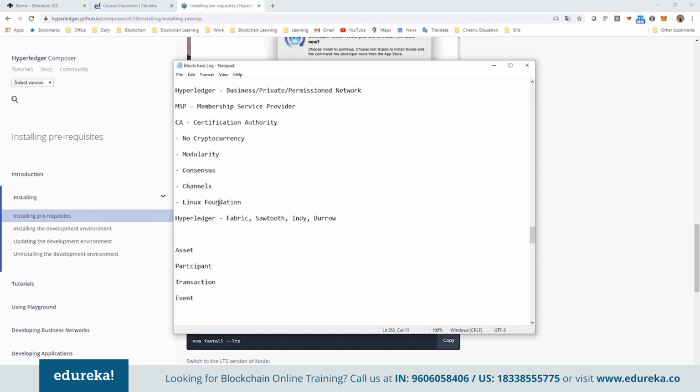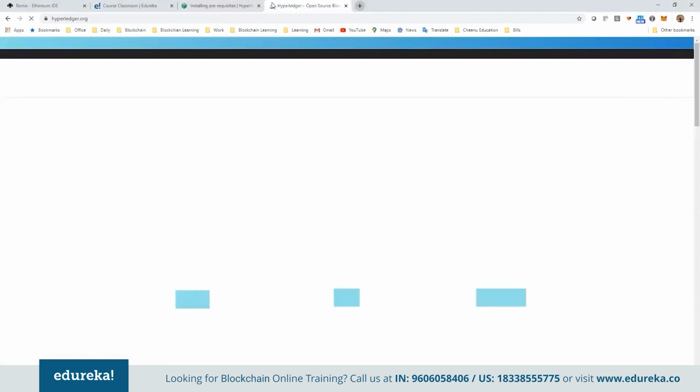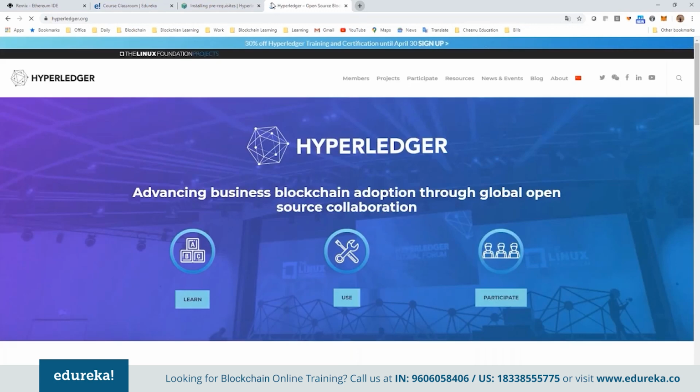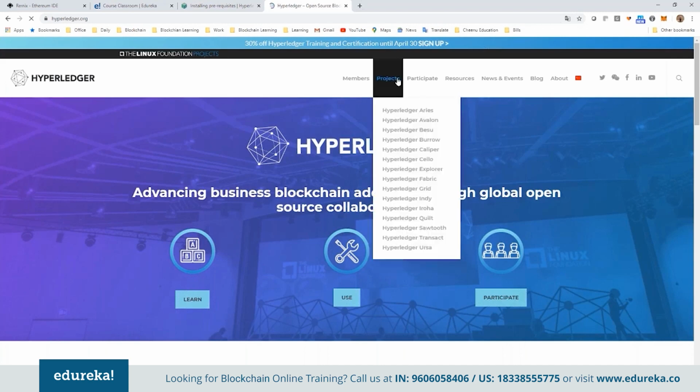The Linux Foundation is the body which is running this Hyperledger set of standards. So if you see, this is the main website of Hyperledger, which says advancing business blockchain adoption through global open source collaboration. And this is getting changed day by day. Even if you see this site, you will find daily new things coming up. These are the projects, and they are also increasing day by day. The one that we will be concentrating on is Hyperledger Fabric. This is the most widely used Hyperledger instance for a permissioned or private network. The next one which is famous is Sawtooth. The rest are all rarely used.